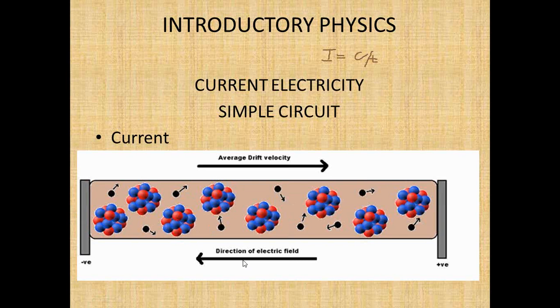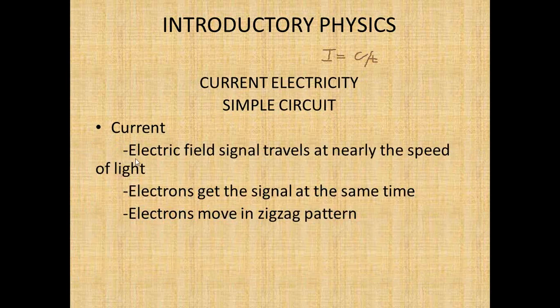Again, when you establish an electric circuit, you get an electric field, which is usually in the opposite direction to the electrons. The electric field is almost instantaneous. So the electric field signal travels at nearly the speed of light.